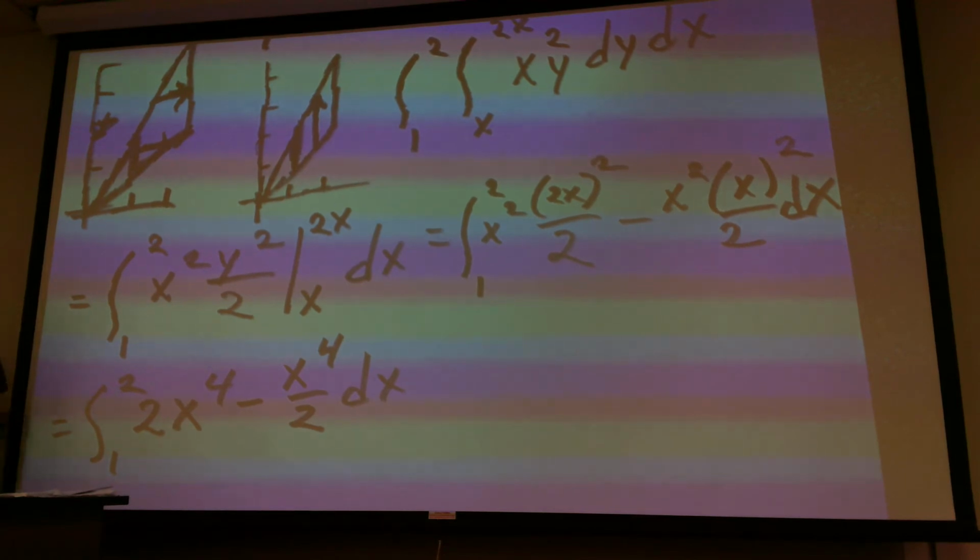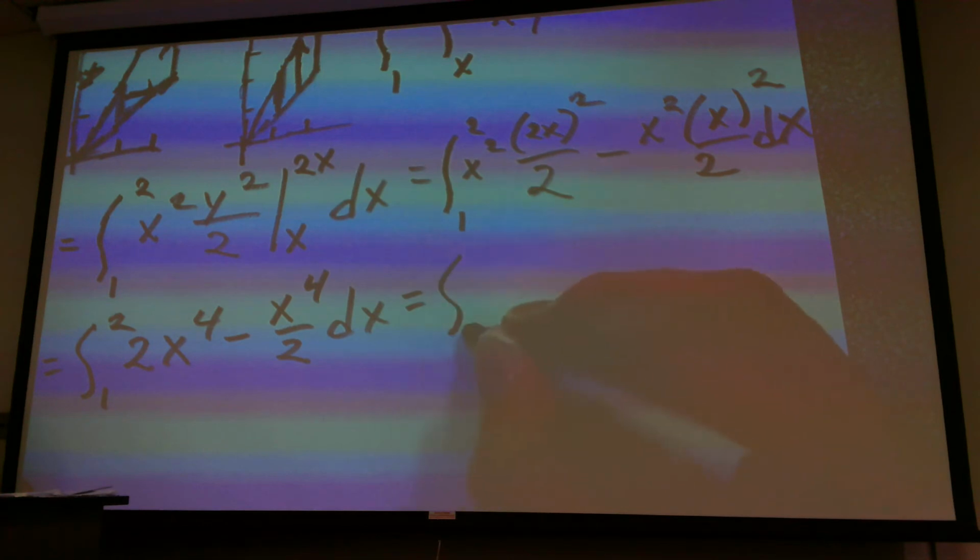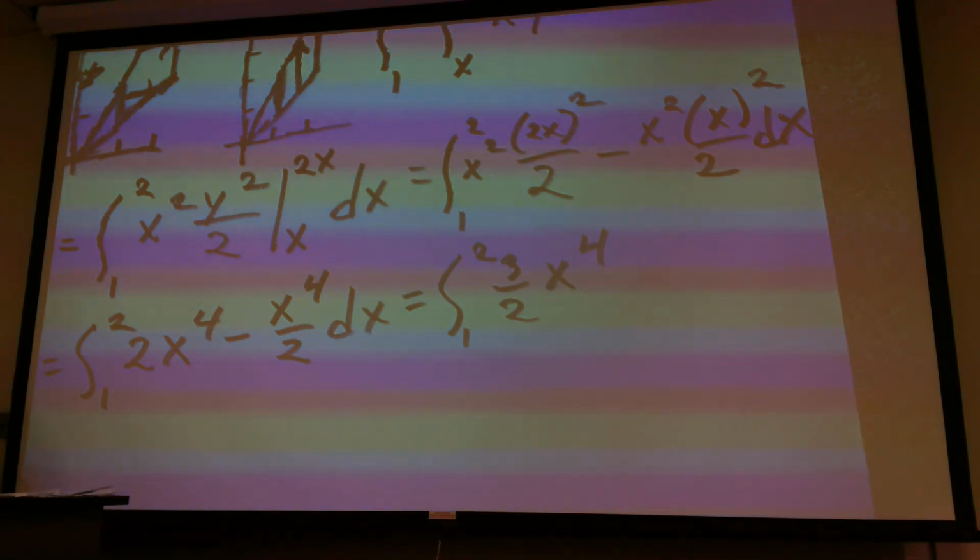So I can combine these at this point. What's 2 minus 1 half? Well, 2 minus 1 half is 3 divided by 2. So this becomes the integral from 1 to 2 of 3 divided by 2 multiplied by x to the 4th, dx.